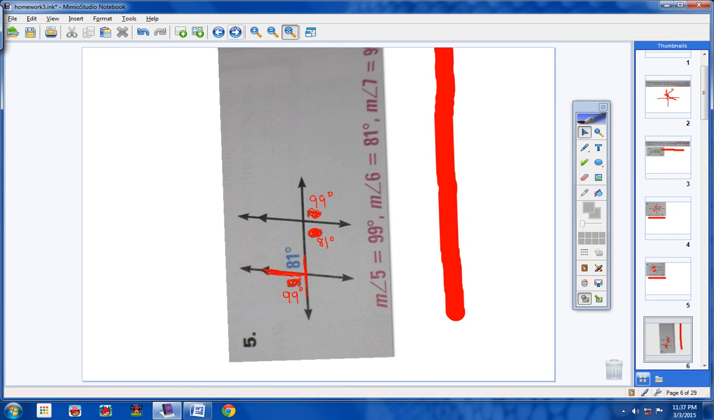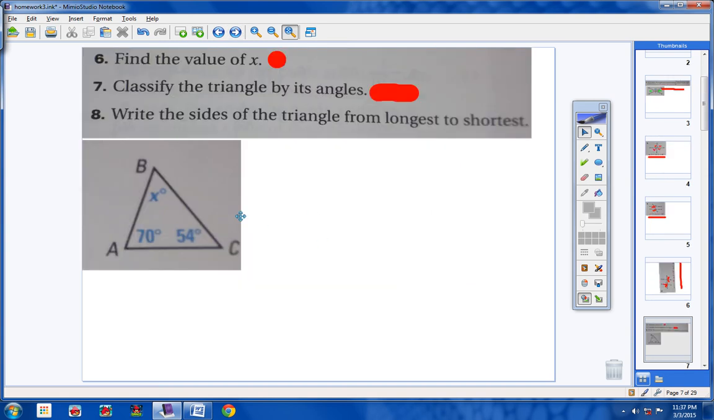All right, now let's continue on. Number 6. Okay, first of all, we're going to find the value of x. Now, what they're reviewing here is all three angles of the triangle have to add up to 180 degrees. So these two angles added together are 124 degrees, 70 plus 54. So if you take 124 and subtract it from 180 degrees, you're going to get 56 degrees. So this angle here, angle X, is 56 degrees.